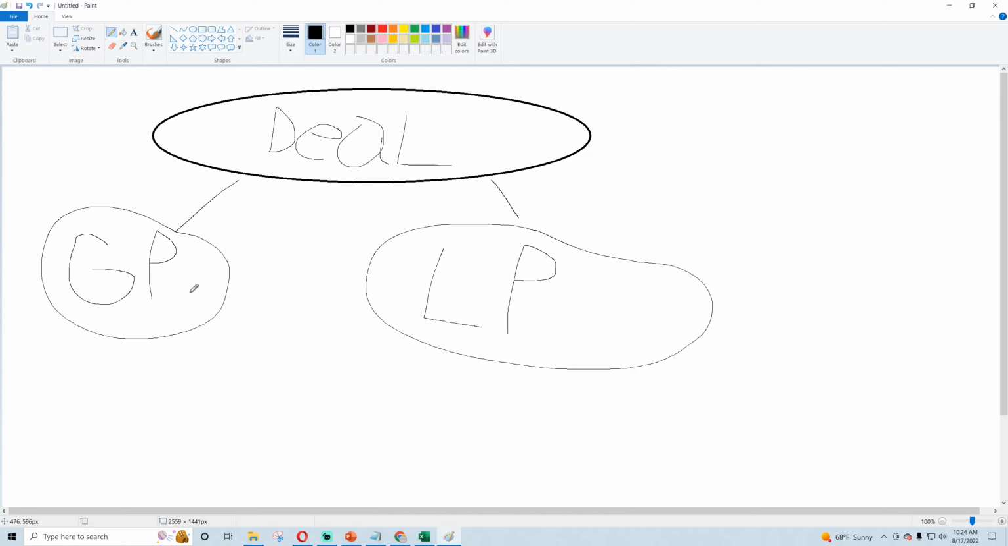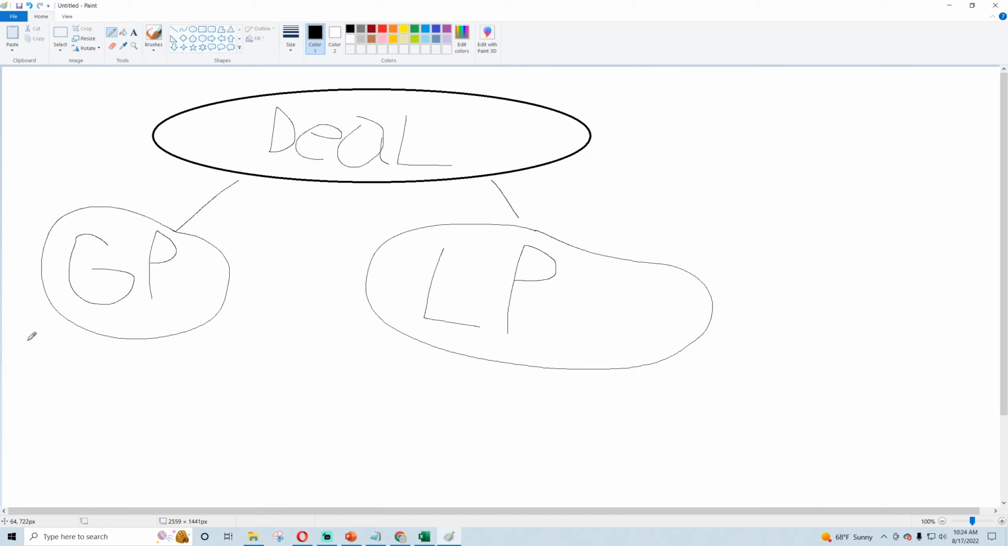And then the GP will get a promote if they give higher returns to the LP. The LP is saying, well, the GP gets a larger cash split percentage if my IRR is higher over time. So it's an incentive for the GP to do a good job. So that's the basic structure.